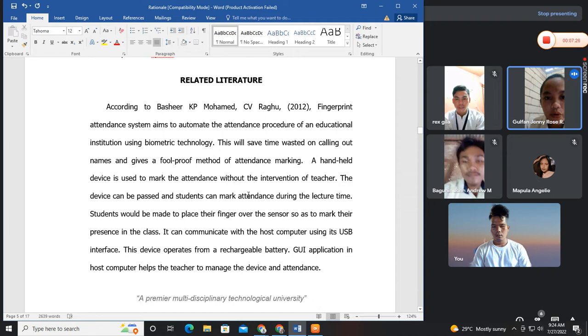A handheld device is used to mark the attendance without the intervention of the teacher. The device can be passed around and students can mark attendance during the lecture time. Students would be made to place their finger over the sensor to mark their presence in the class. It can communicate with the host computer using its USB interface. This device operates from a rechargeable battery. A GUI application on the host computer helps the teacher to manage the device and attendance.